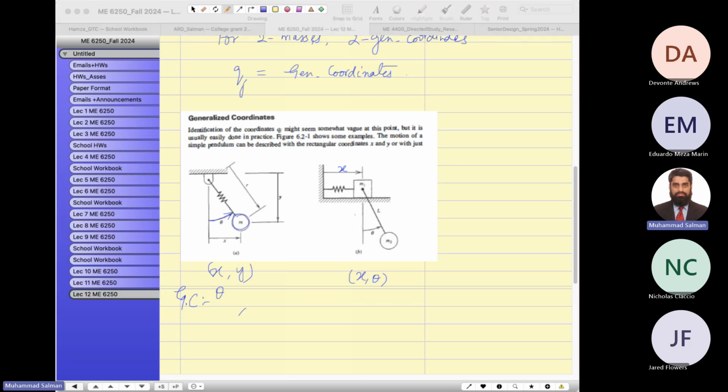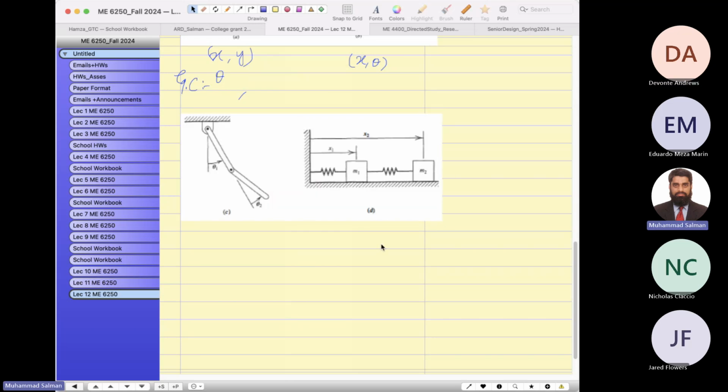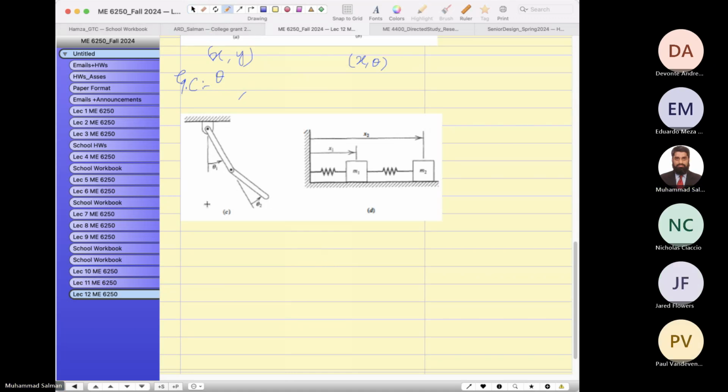Similarly, let me show you a few more examples here. You may have to think. You can see here that for this system, we just need one degree of freedom. Theta 1 and theta 2 completely define the motion of the two pendulums, so they can be used as generalized coordinates. And similarly for this system, the coordinates will be x1 and x2. They can be used as generalized coordinates.